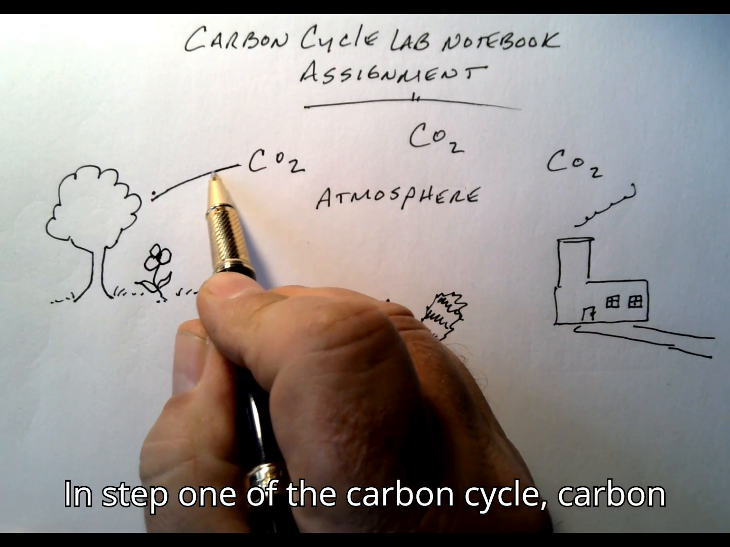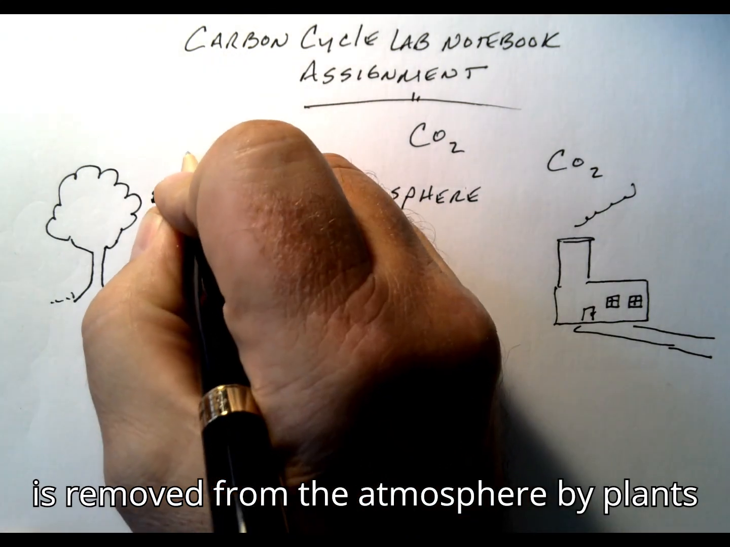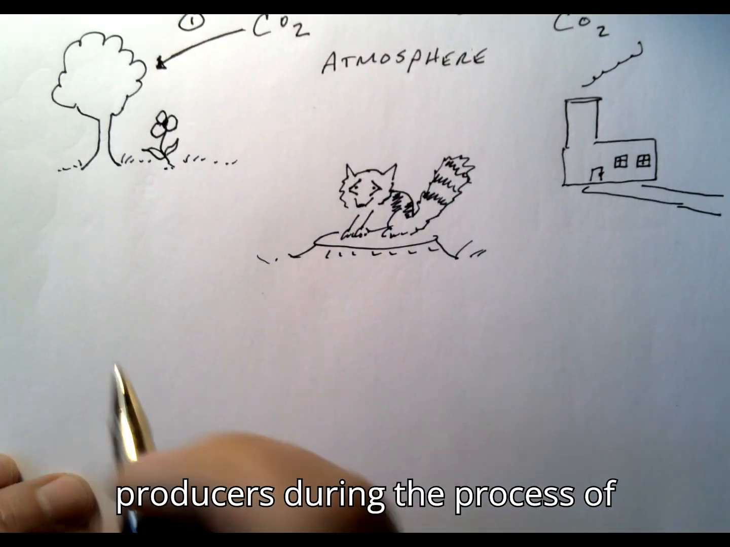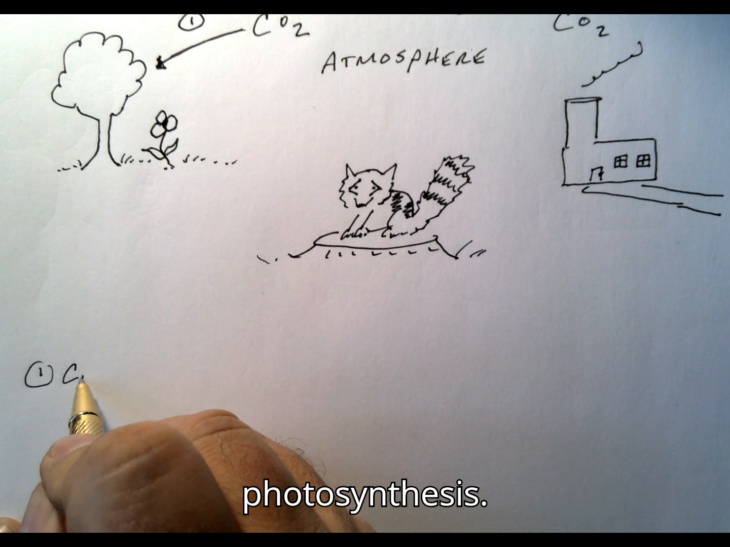In step 1 of the carbon cycle, carbon is removed from the atmosphere by plants, producers, during the process of photosynthesis.